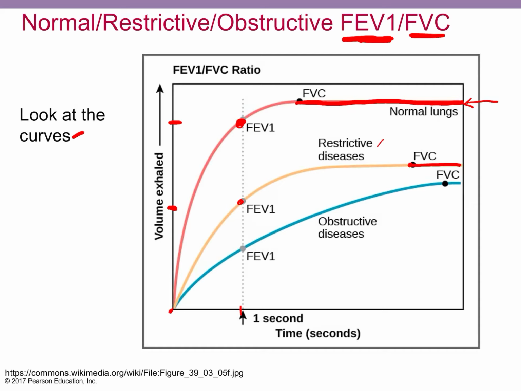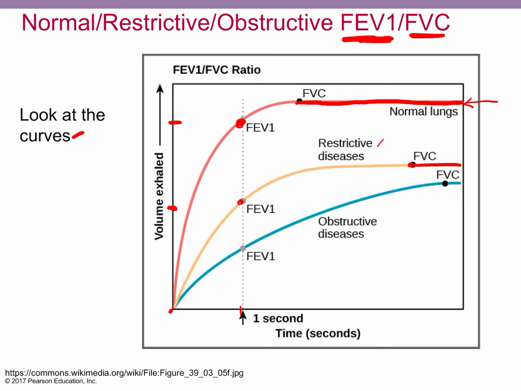So in restrictive lung diseases, people have problems getting air in. They don't have a problem getting it out. That's why we see a very similar curve to normal. The ratio should be normal. They should be able to get out 80% of the air in a second. However, the actual numbers are lower, smaller, because their vital capacity is smaller.